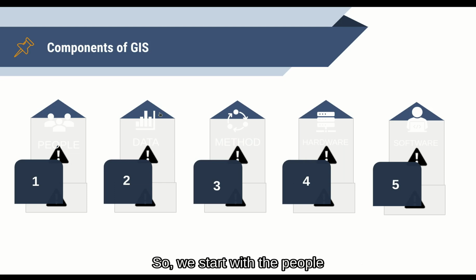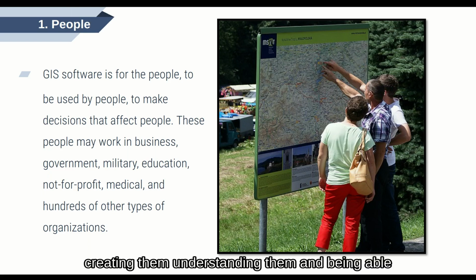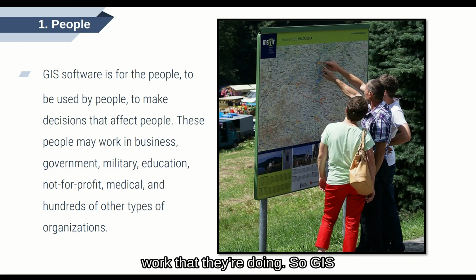So we start with, for example, the people, and one of the elements that I usually recommend to people is that they need to understand how to read maps. And not only reading maps, but also creating them, understanding them, and being able to communicate to the general population on the maps or on the work that they are doing. So GIS will adapt to the processes or the features that you give in, and this is more of the analysis you do. You have the inputs and outputs, and you'll be able to see your results.